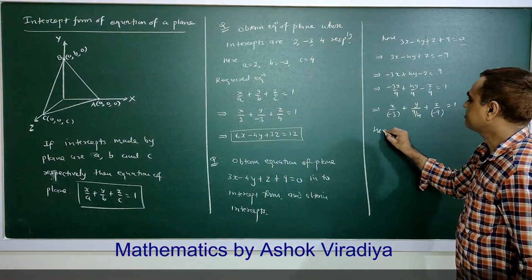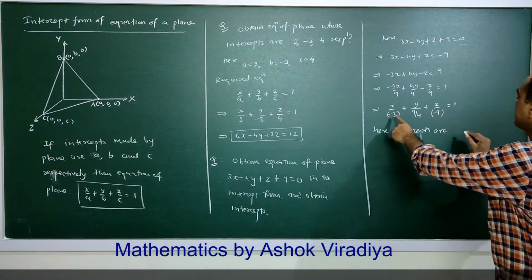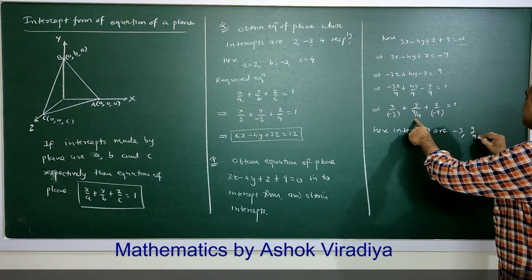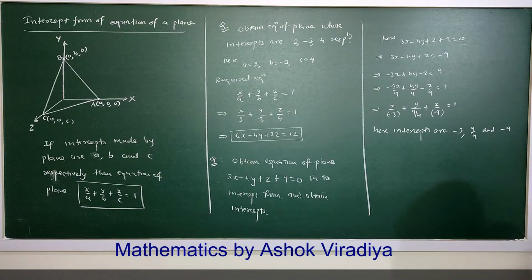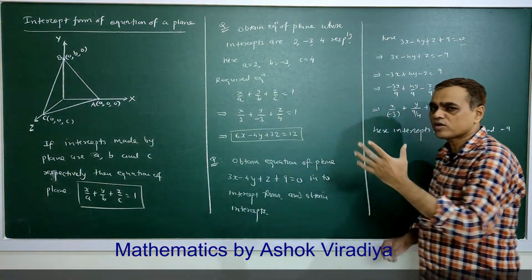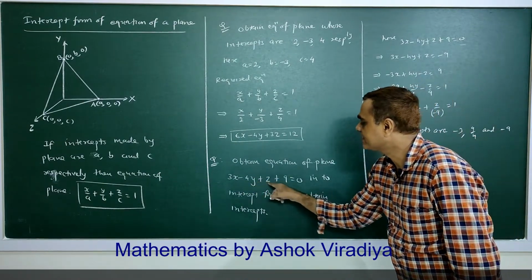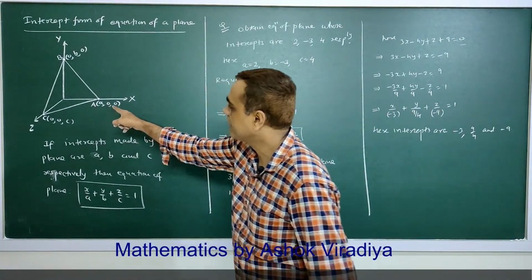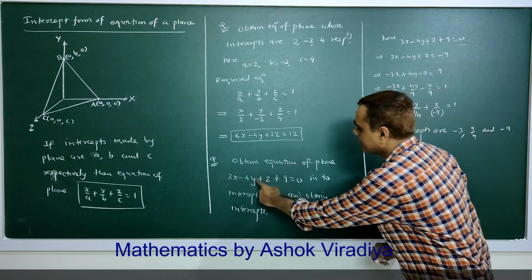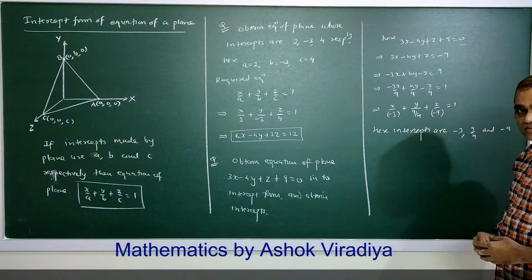So here the intercepts are minus 3, 9 by 4 and minus 9. These are the intercepts. In this equation, if you want only intercepts, they can be obtained very easily. Whenever you need an intercept, put y 0, z 0, so you will have the x intercept. If you keep y 0, z 0, what is x? x will be minus 3. That is the second method.